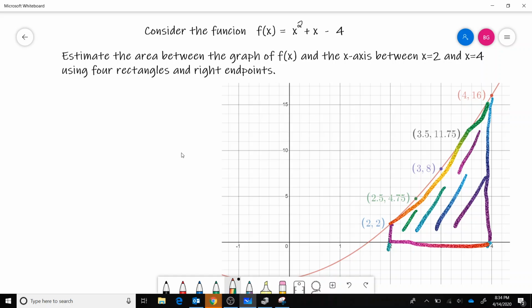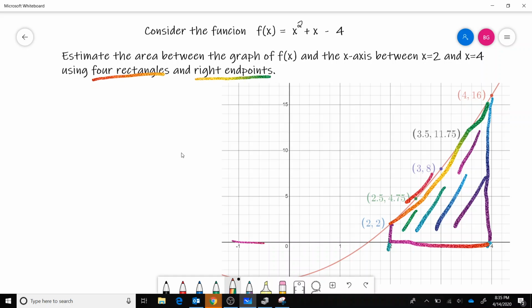Now, if that was a square or a rectangle, that would be a piece of cake. I could use some formulas, length times width, or if it was a triangle, 1/2 base times height. But I can't do any of that because this is not a square shape. That function is a parabola. It's got a curve up here. So how in the world am I going to find this? Well, it says find the area using 4 rectangles and the right endpoints.